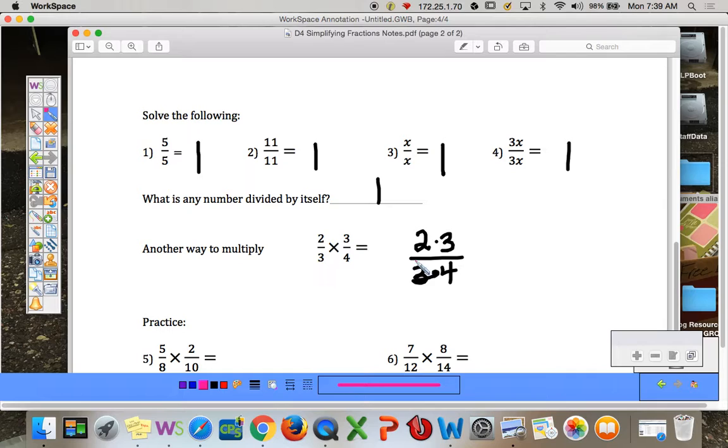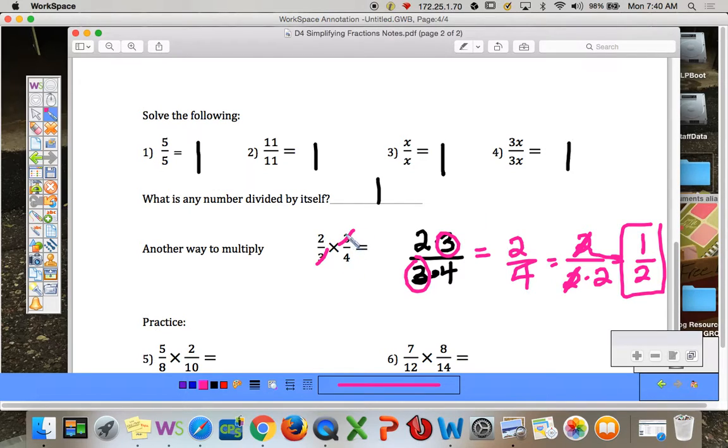And we know that 3 divided by 3 is 1. So we could have just canceled that. We have a 3 on the top, a 3 on the bottom, and we'll get 2 over 4. Another way we could have done this as well is 2 divided by 2 times 2. And we have this 2 right here and a 2 right here. 2 divided by 2 is 1, so we're left with 1/2.